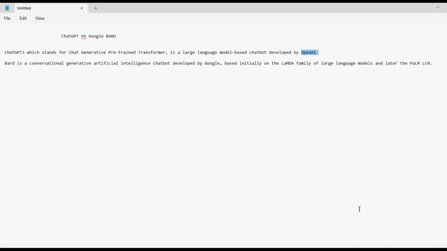In this video, we are checking it out. We are comparing ChatGPT with Google BARD. ChatGPT, we are very familiar with. It stands for Chat Generative Pre-trained Transformer, developed by OpenAI. It is an artificial intelligence chatbot. Even Google BARD is an artificial intelligence chatbot developed by Google. So we are familiar with both.